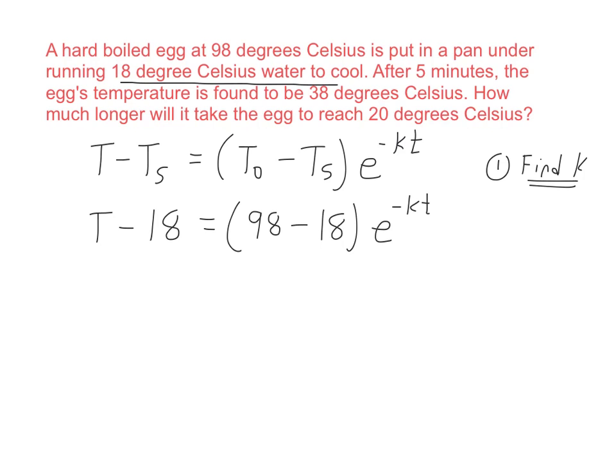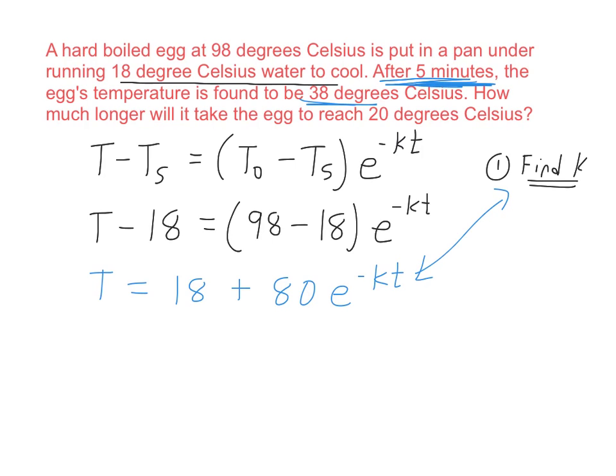The way we're going to find k is to use the additional information. We're told that after 5 minutes, the temperature is 38 degrees. So let's clean this up a little bit first. Notice how I just got T alone there. Now we need to find k. We're going to use the information that when t is 5 minutes, talking about little t, temperature is 38. So 38 is going to go in right there.